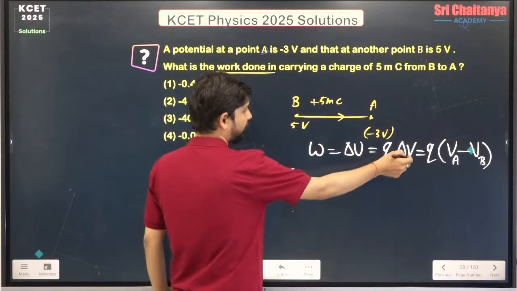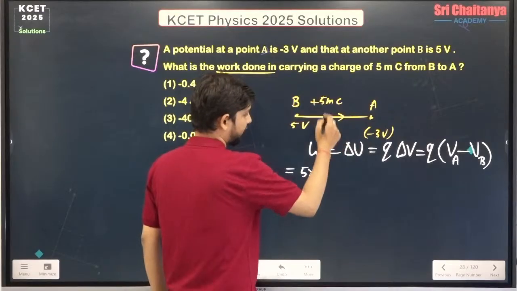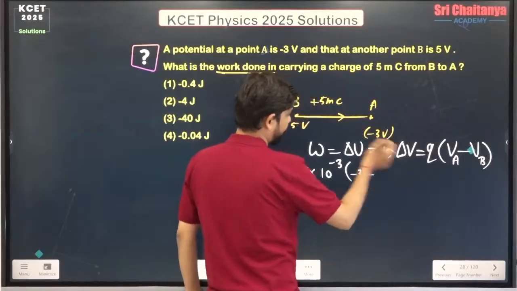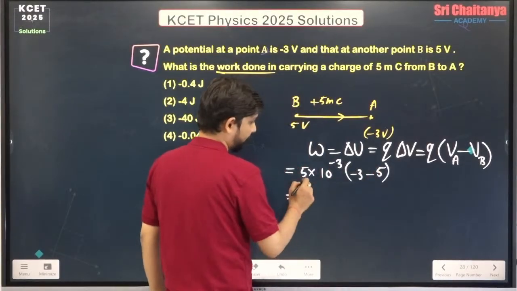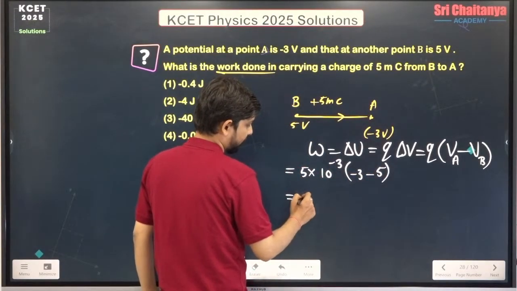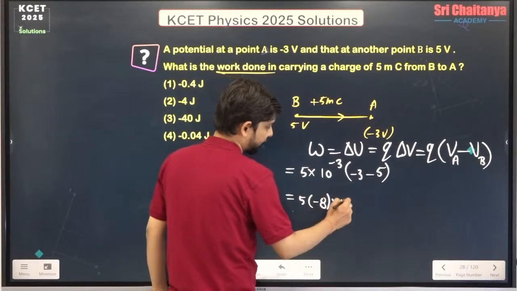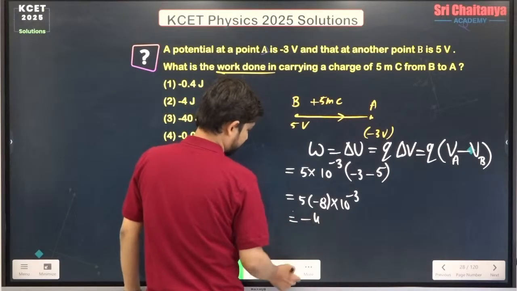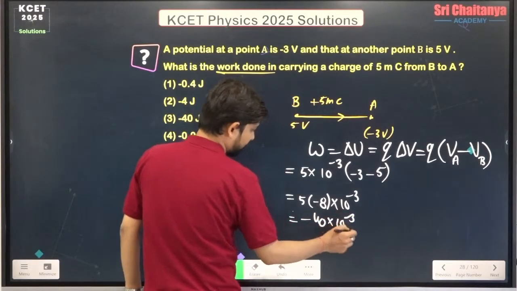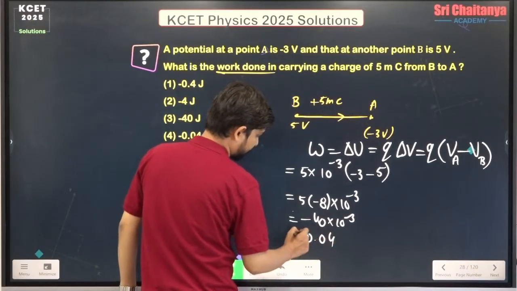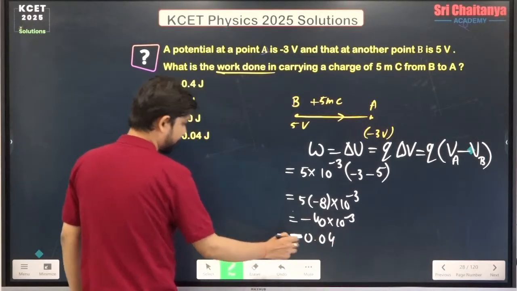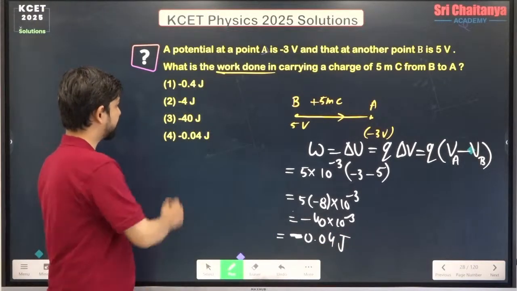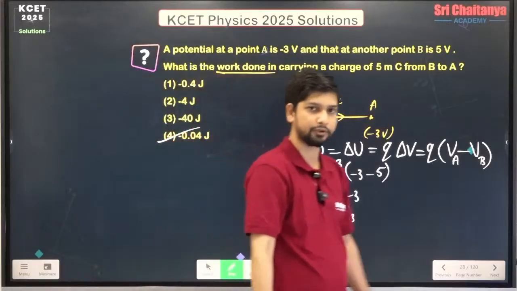So we can put the values now. Q is 5 millicoulomb, which is 5 into 10 raised to the minus 3, and delta V is minus 3 minus 5, which is minus 8. So it is 5 into minus 8 into 10 raised to the minus 3. If you multiply, you will get minus 40 into 10 raised to the minus 3, so minus 0.04 joule, because all the quantities are in SI unit. So this will be our correct option, minus 0.04 joule.